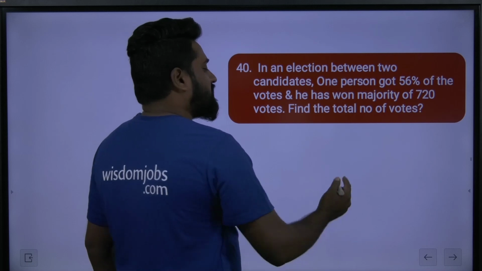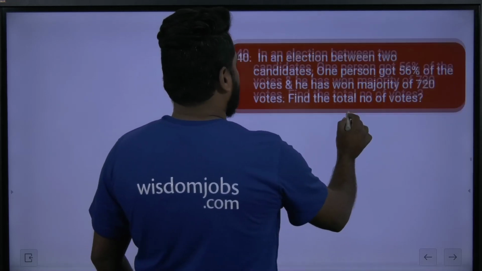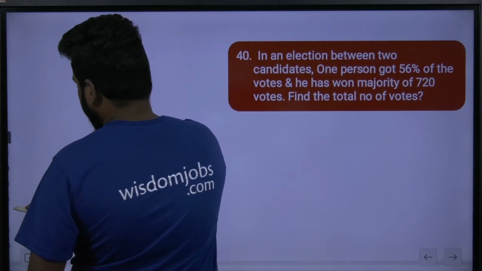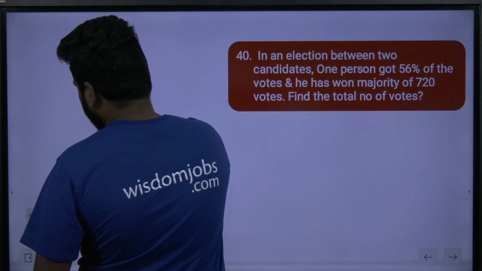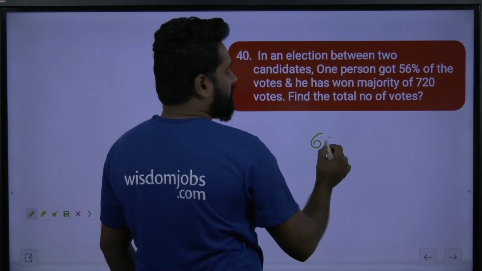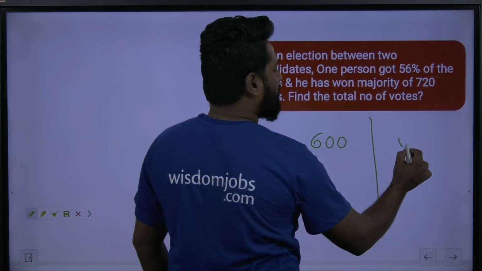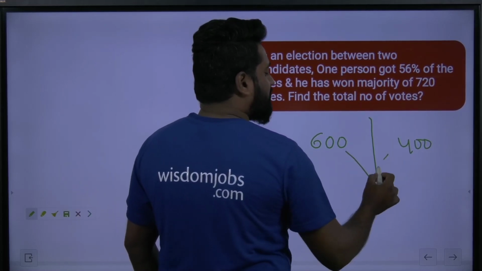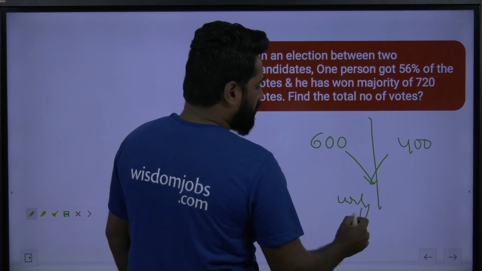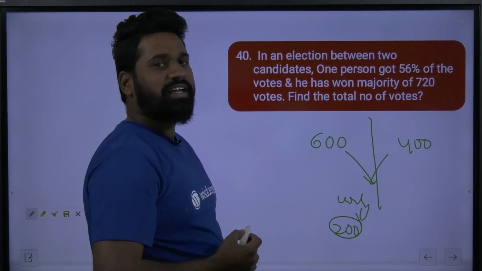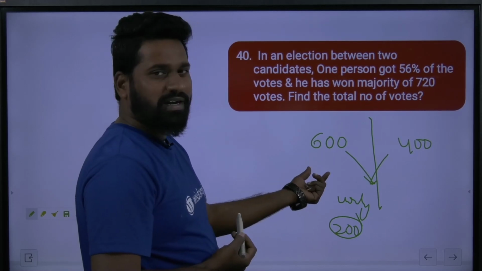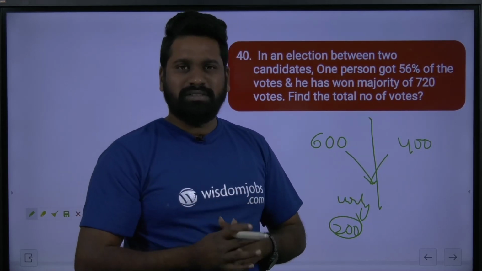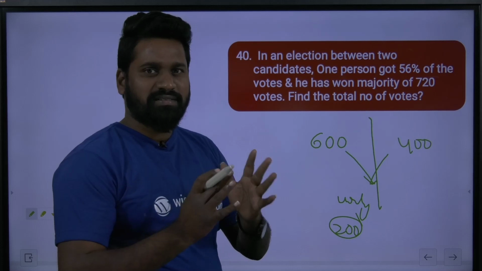For example, observe here. For example, the first person got 600 votes. Another person got 400 votes, for example. Now, I am saying that the first person wins by 200 votes, wins with a majority of 200 votes. Is it same or not? Here the majority is nothing but the difference of votes between 2 persons. Is it clear? All of you understand the statement, right?